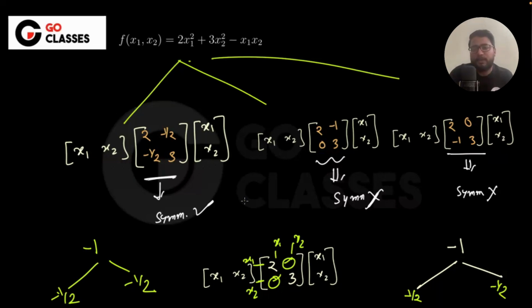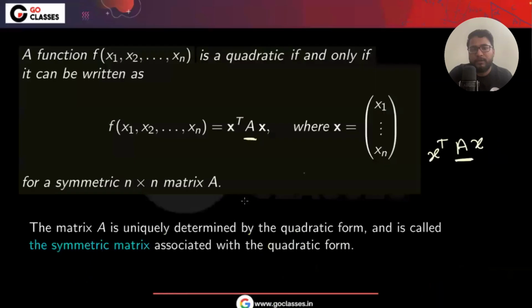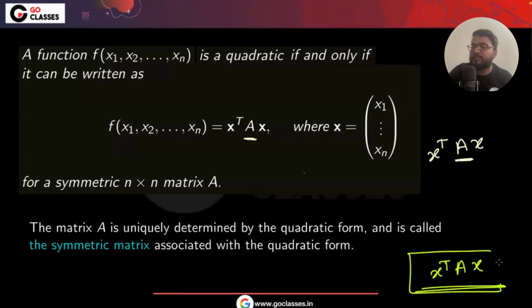I mean, we will be having the examples. Let's just see. So basically, what I'm saying here is that any quadratic form you can represent as X transpose AX, where A is a symmetric matrix, and it is a unique symmetric matrix. It's not like you have multiple forms of X transpose AX where in all the forms this A is a symmetric matrix.